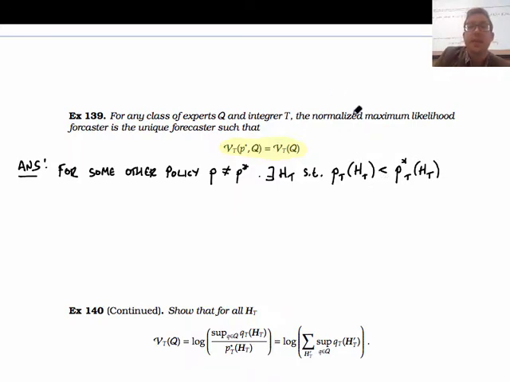So why is that? Well, they're both probability distributions. They're not equal to each other. So there must be some place that's either bigger or smaller. If there's a place that's bigger, well, in order for it to sum to 1, there must be some place where it's smaller. Okay. So let's consider that value of h, that history.